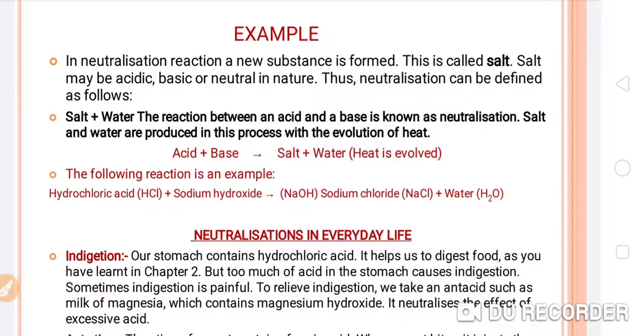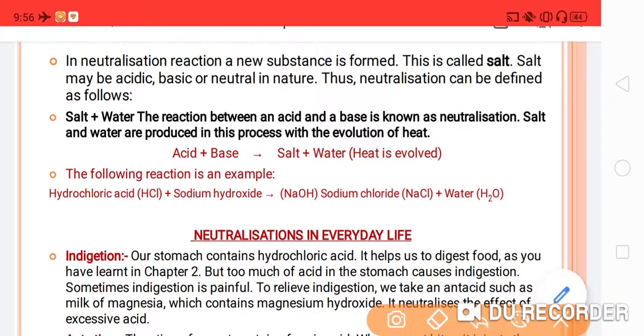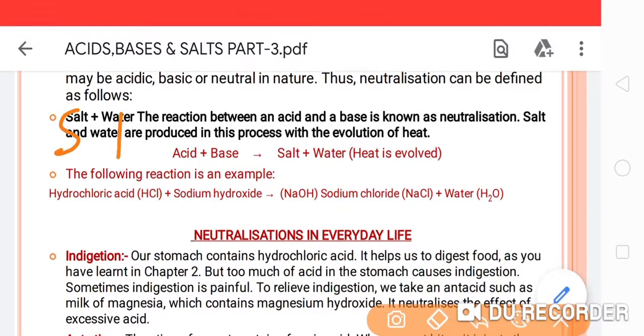Salt may be acidic, basic or neutral in nature. That I have already stated to you. And how will it be acidic, how will it be basic, how will it be neutral? So let's see, students. Suppose you are having a strong acid and it has interacted with a strong base.